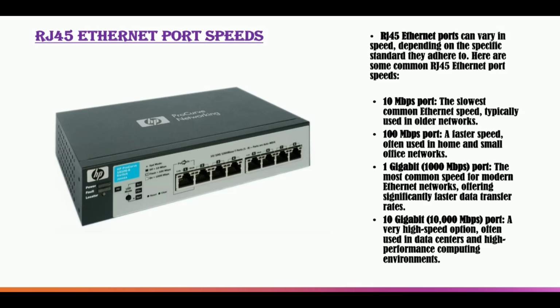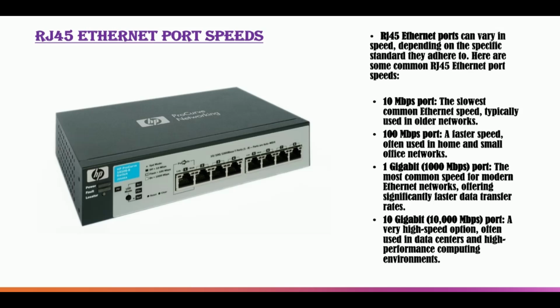RJ45 Ethernet port speeds. RJ45 Ethernet ports can vary in speed, depending on the specific standard they adhere to. Here are some common RJ45 Ethernet port speeds. 10 megabits per second port, the slowest common Ethernet speed, typically used in older networks. 100 megabits per second port, a faster speed, often used in home and small office networks. 1 gigabit, 1000 megabits per second, port, the most common speed for modern Ethernet networks, offering significantly faster data transfer rates. 10 gigabit, 10,000 megabits per second, port, a very high-speed option, often used in data centers and high-performance computing environments.